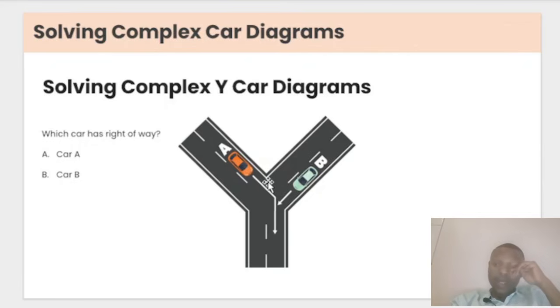So what I always tell my students is that when you see a Y diagram, imagine yourself standing in between the cars here, like where the cursor is. You're standing here and you're looking in the direction that the cars are going. So you're looking down. So which car is at your right? You can see that car A is at your right and car B is at your left. So car A definitely has the right of way. That's what I always tell my students, and that's the best way to solve Y diagrams.